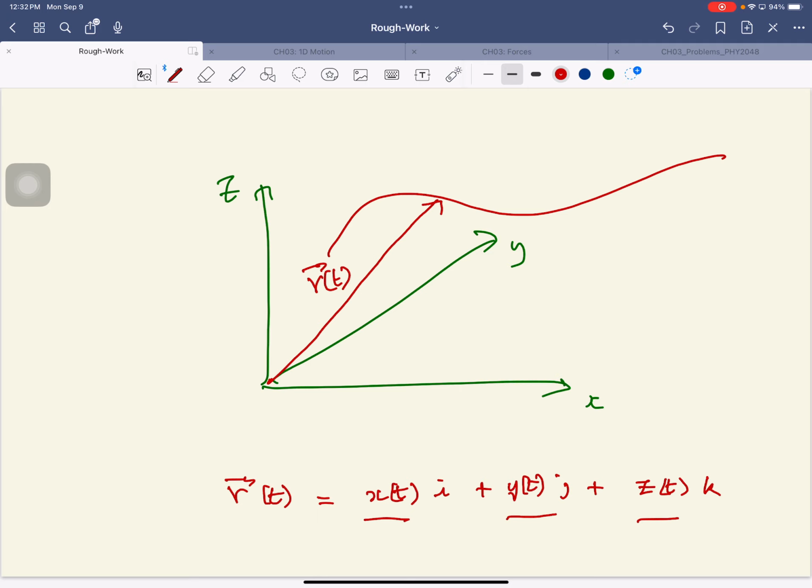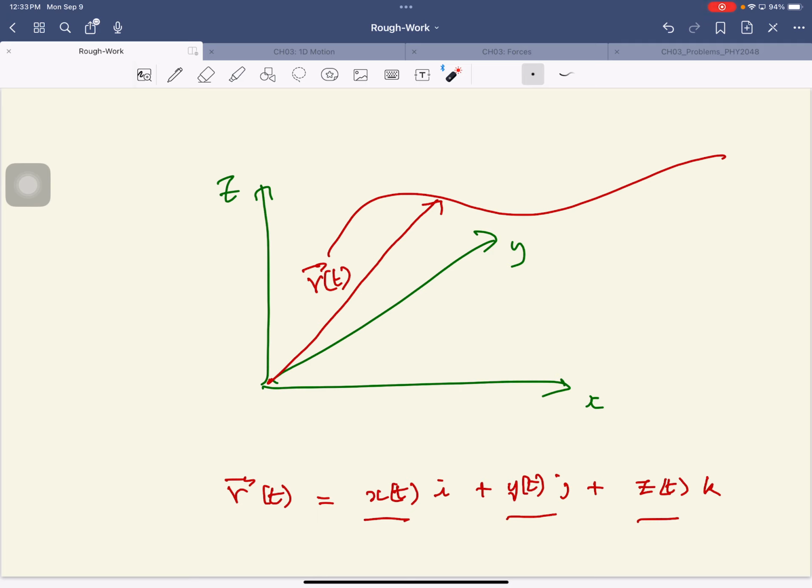In this chapter, we'll concentrate on 1 dimension. We'll just ask you for x as a function of time. The reason being, when something moves like that, the projection of this motion along the x-axis is given by that. The projection of that motion along the y-axis is given by that. The projection of this motion along the z-axis is given by that.